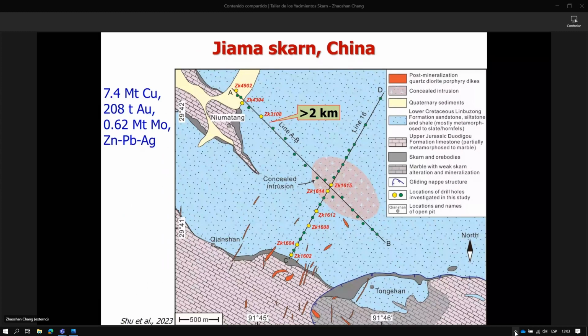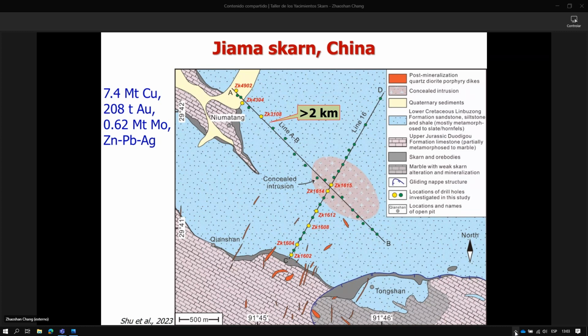This one is another example. This is the Gamma skarn. This is a very big skarn. And you see, the projection of the intrusion on the surface is totally buried. The blue color is calcareous hornfels, formerly shale, which has now been changed to calcareous hornfels. And the brick pattern is the carbonates. This is high elevation, this is low elevation, and we'll show the cross section.